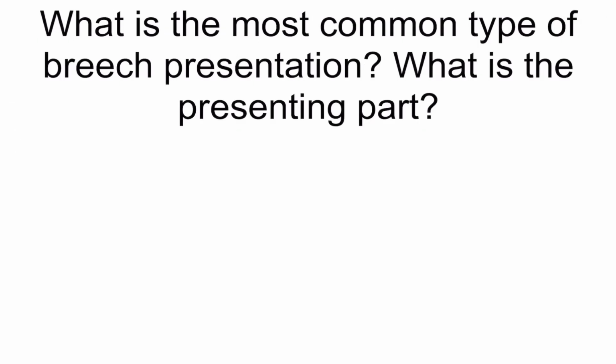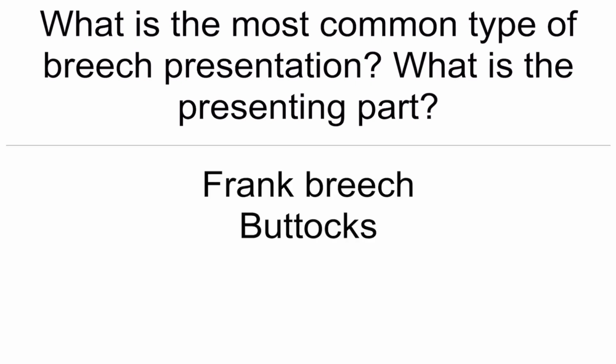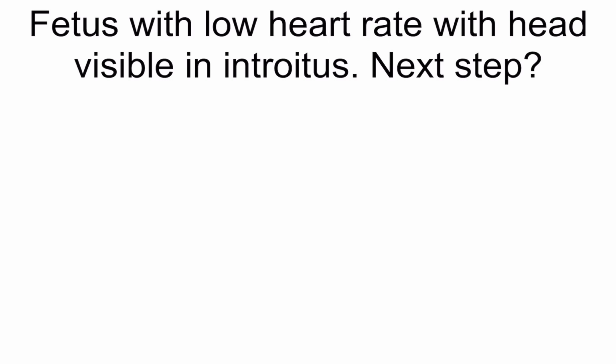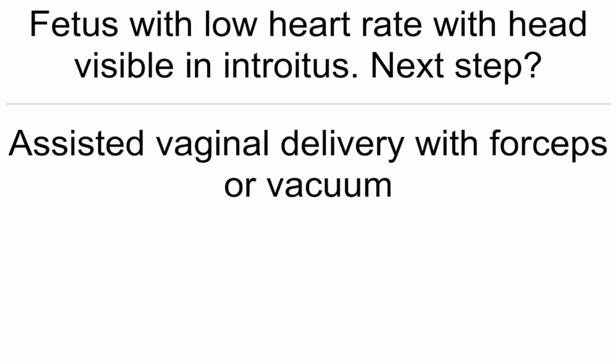What is the most common type of breech presentation, and what is the presenting part? Frank breech and the buttocks. What is the pregnancy rate with male condom? 12%. Fetus with low heart rate with head visible in the introitus. What's the next best step? Assisted vaginal delivery with forceps or vacuum.